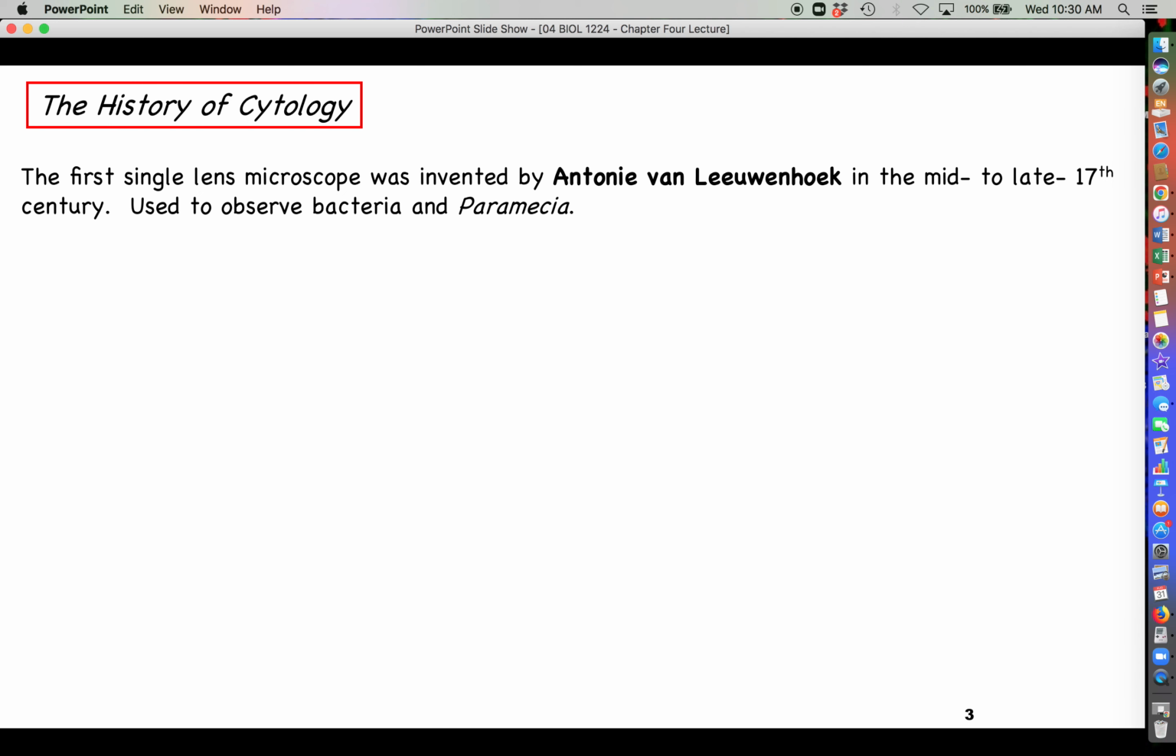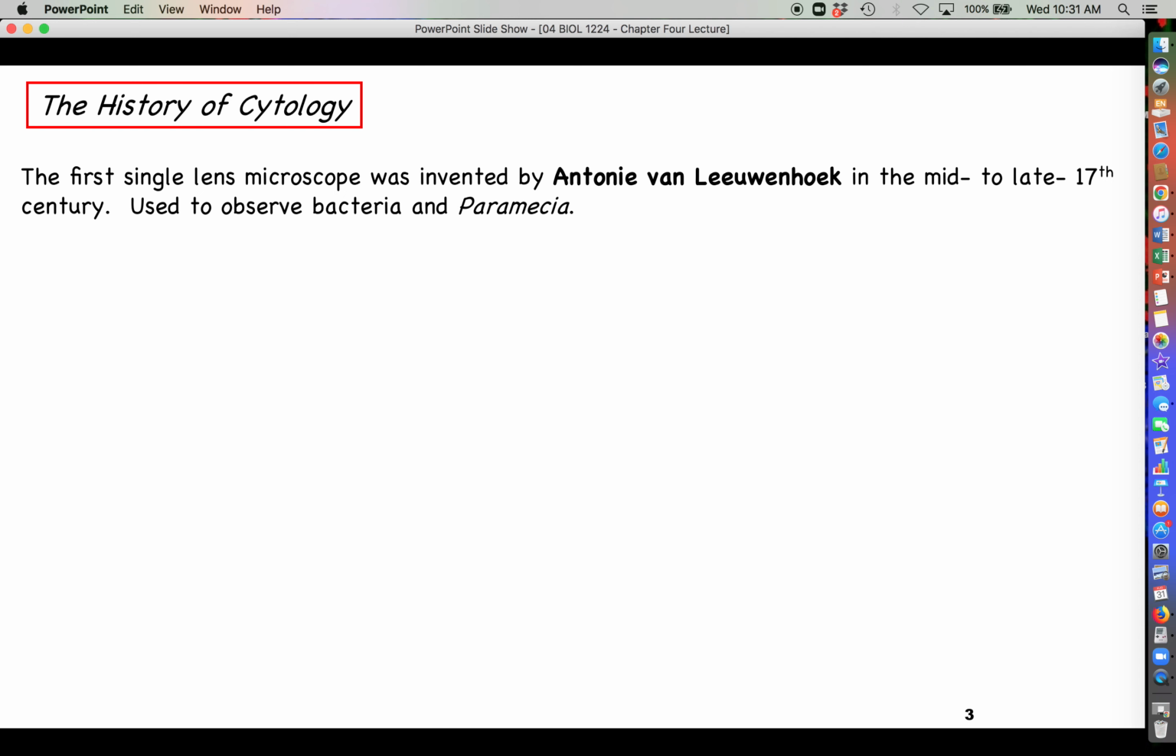Okay, so let's start off with a little bit of historical context. Where did the first microscope actually come from? The first single-lens microscope was invented by a man named Anton von Leeuwenhoek. This was mid to late 17th century, so we're talking about the 1600s, 1650 to 1690, that sort of range. He used his microscope invention to observe bacteria and paramecia. One of those is a prokaryote, the other is a eukaryote.